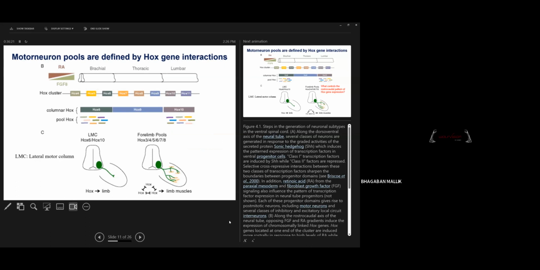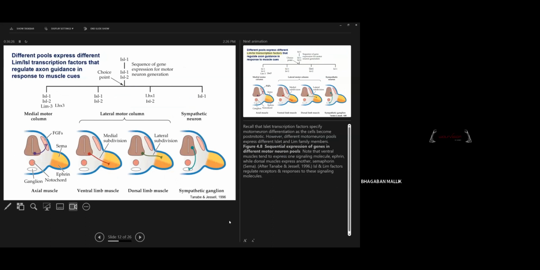So this is all about Hox gene interaction and axon guidance. Axon guidance is not a simple process. It is regulated by multiple things. It is regulated by chemicals, signals, or the Hox genes, or the target muscle. You have different signals present in the muscle, or it is through transcription factors, different transcription factors.